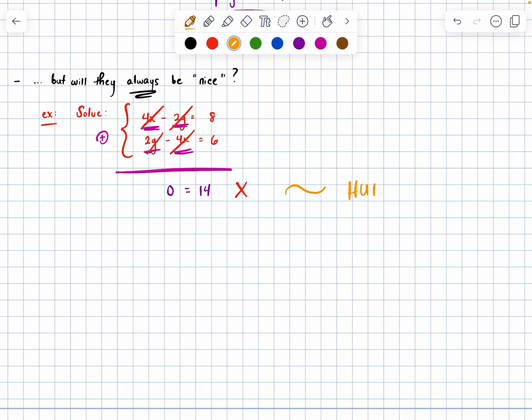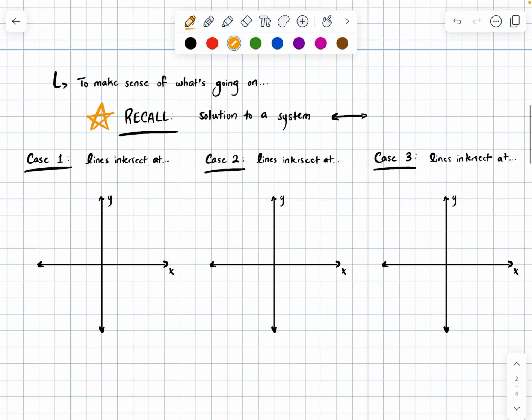So I'm a little confused. I need to figure out what the heck is actually going on here. Well, to help me make sense of what's happening, it might behoove us to think about what we're actually doing by solving a system. Remember, when I'm finding the solution to a system, mathematicians often forget what they are actually identifying. What does the solution to a system tell me about the equations in the system?